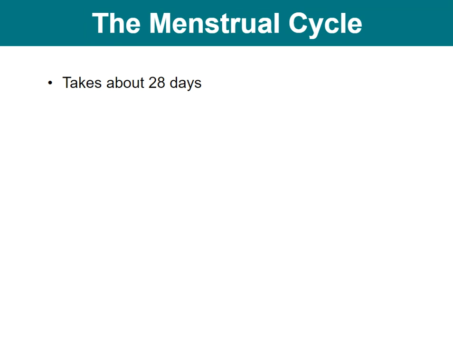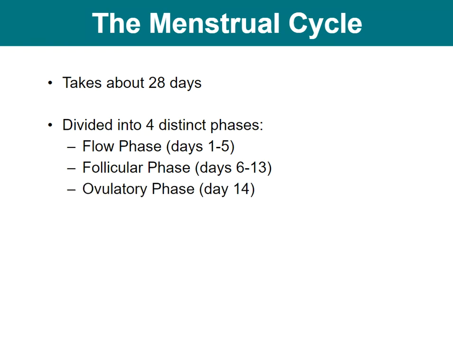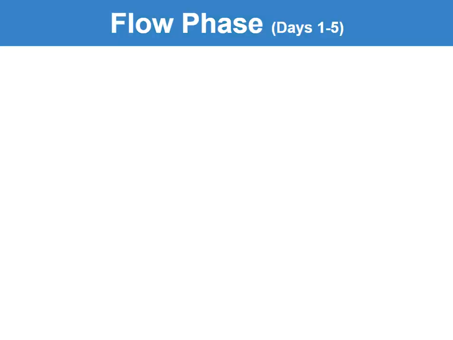The menstrual cycle takes about 28 days and can be divided into 4 phases. The first is the flow phase, which lasts for about 5 days. This is followed by the follicular phase from days 6 to 13, the ovulatory phase on day 14, and finally the luteal phase for the remaining 14 days. So we're going to look at each of these phases individually.